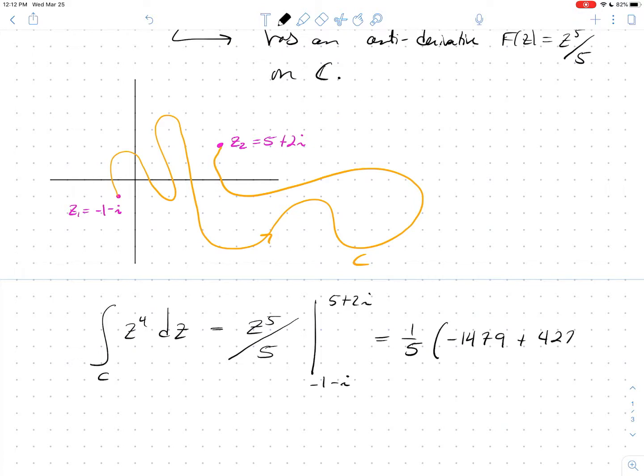I'll spare you the computational details, but you should end up with negative 1,479 plus 4,278i, all times the 5th. So the point is I don't need to parameterize C.